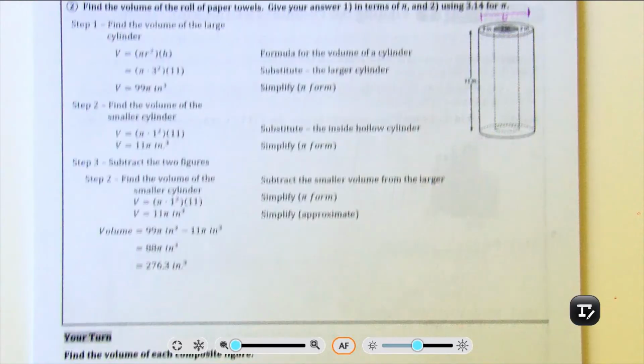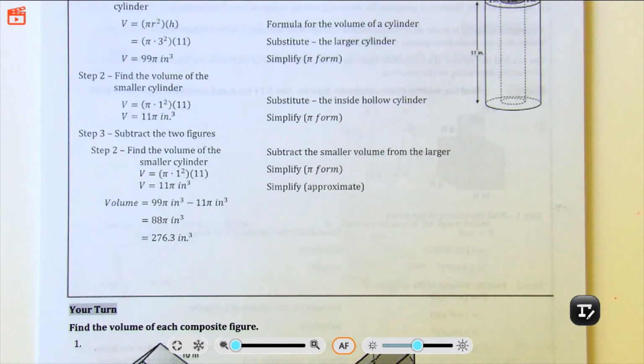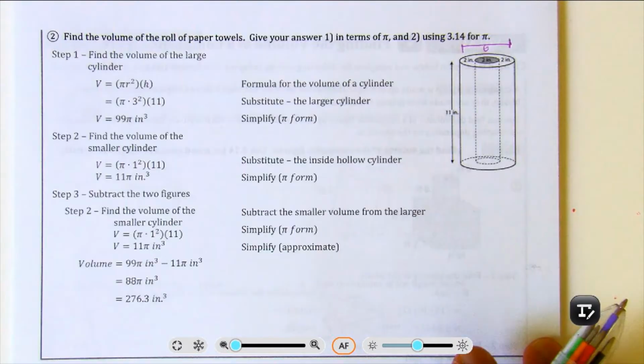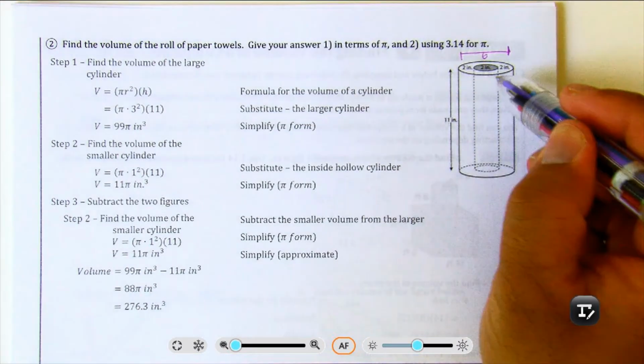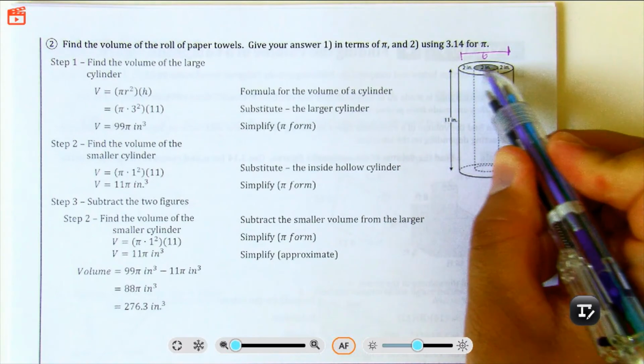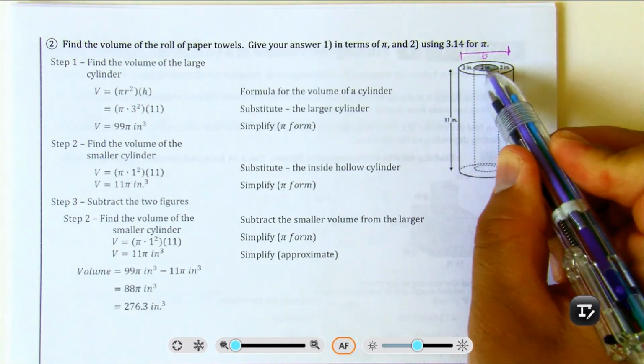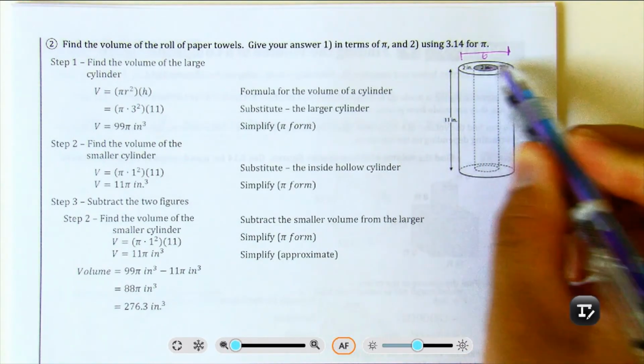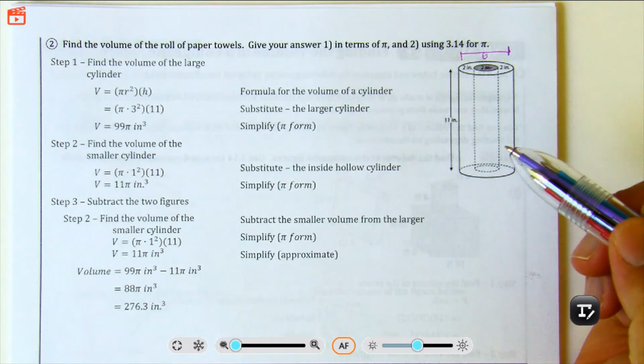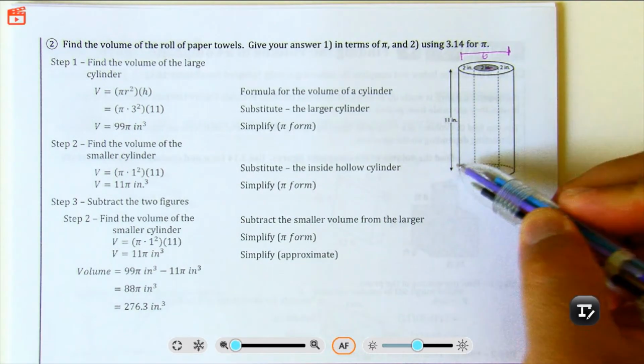So for the next smaller cylinder, what is the radius of the smaller cylinder? Now, if the distance from one end to the other is 2, then the radius has to be 1. And the height is still 11, so we have pi times 1 squared times 11, which ends up being 11 pi.